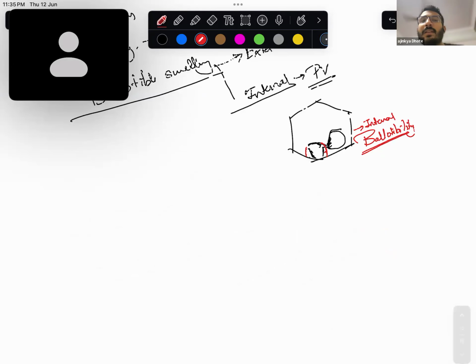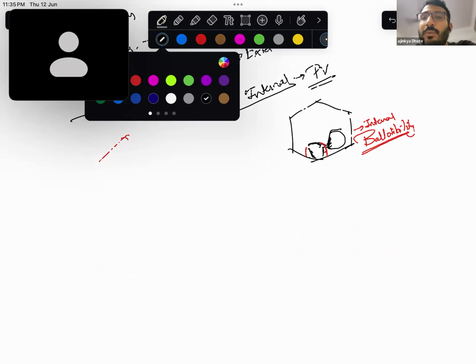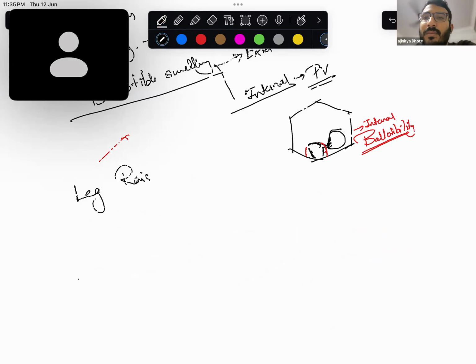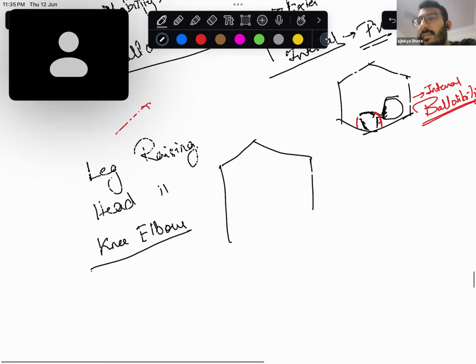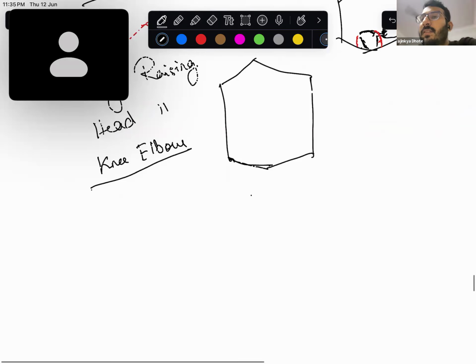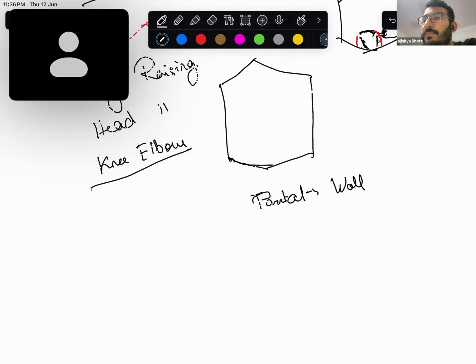This is mainly done to differentiate. There are two tests that are important in this part: your leg raising test or your head raising test, and the second test is your knee elbow. Wherever your swellings are superficial or you are not able to differentiate, there are three levels of swellings or abdominal lumps that you get. One is your parietal swelling. Parietal is anything that is related to the wall. Second is your intraperitoneal swelling. And third is your retroperitoneal swelling.